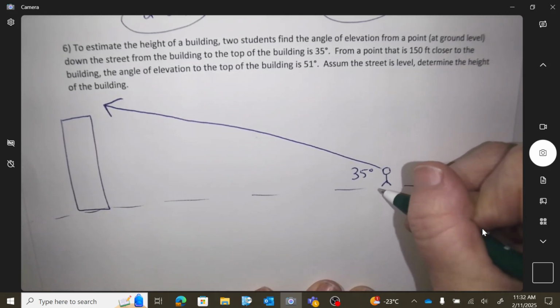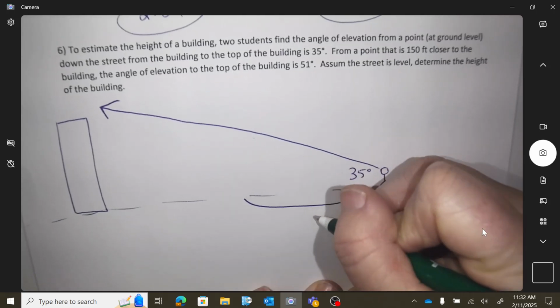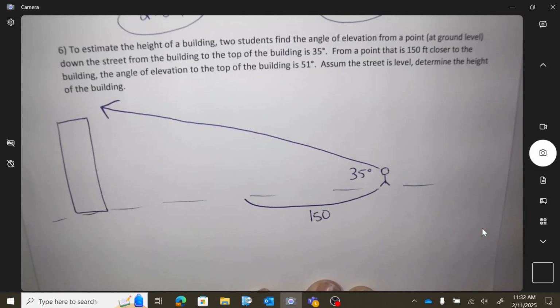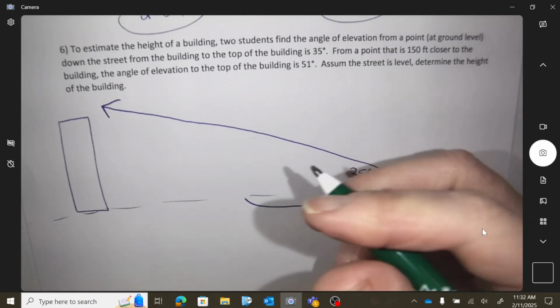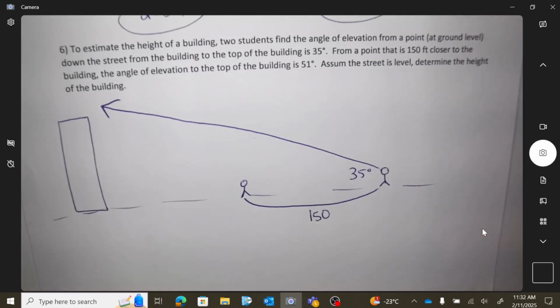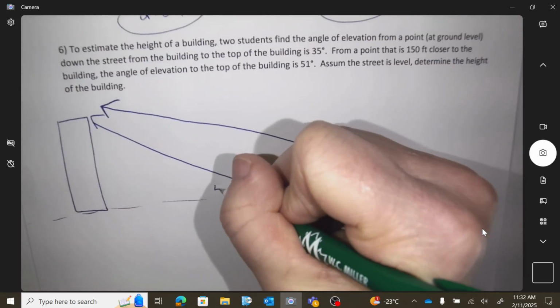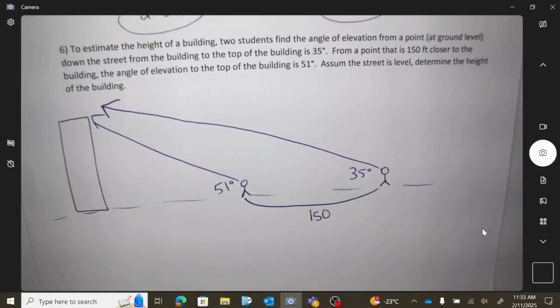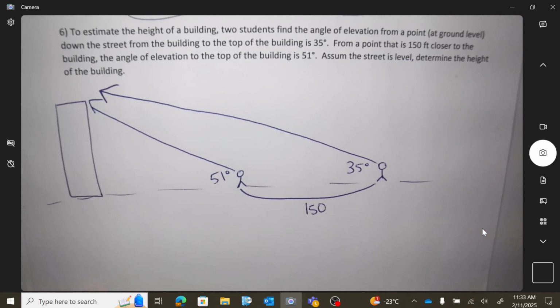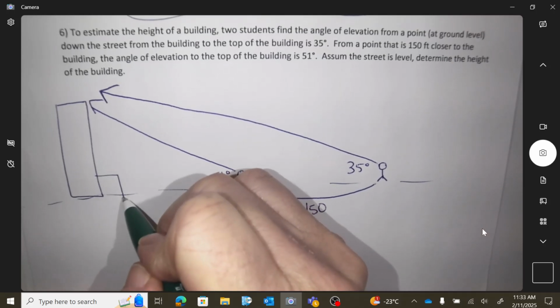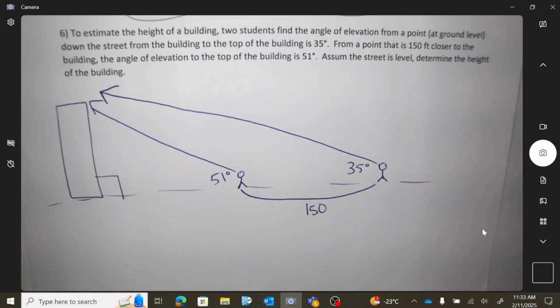Then 150 feet, getting closer to the building. Now the lookup elevation is 51. Okay, you can assume 90 degrees on the building.